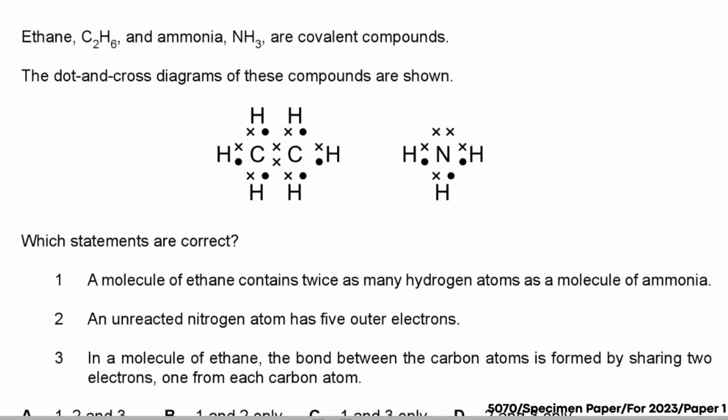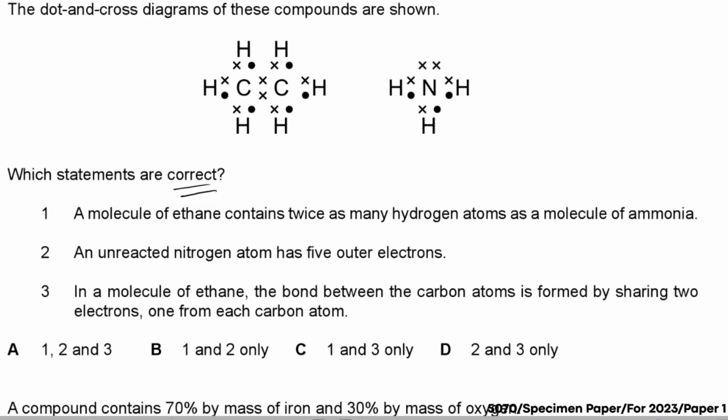Moving on. Ethane, C2H6, and ammonia are covalent compounds. The dot and cross diagrams are shown. Which statements are correct? A molecule of ethane contains twice as many hydrogen atoms as a molecule of ammonia. So let's count. We've got ethane, we've got ammonia. So we've got 3 hydrogen, and 1, 2, 3, 4, 5, 6. So H is 6. So yes, statement 1 is correct.